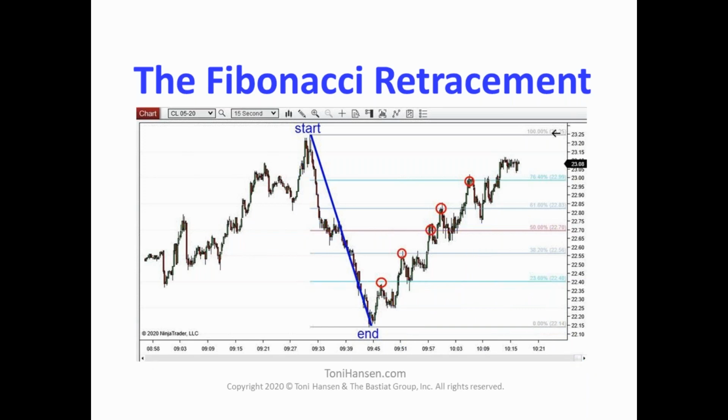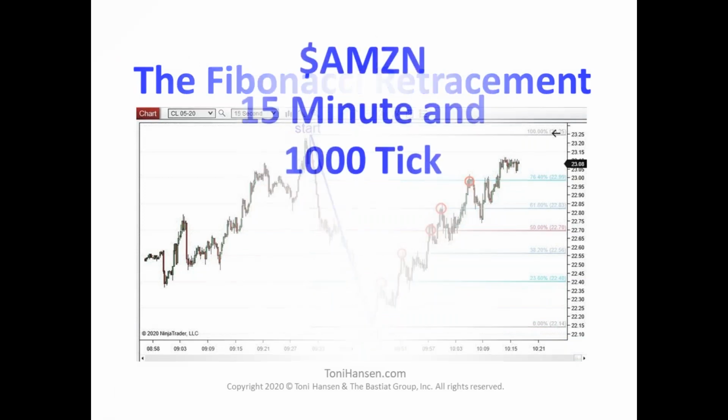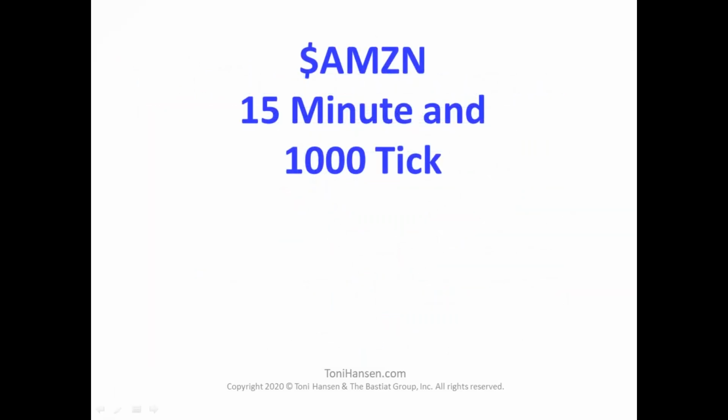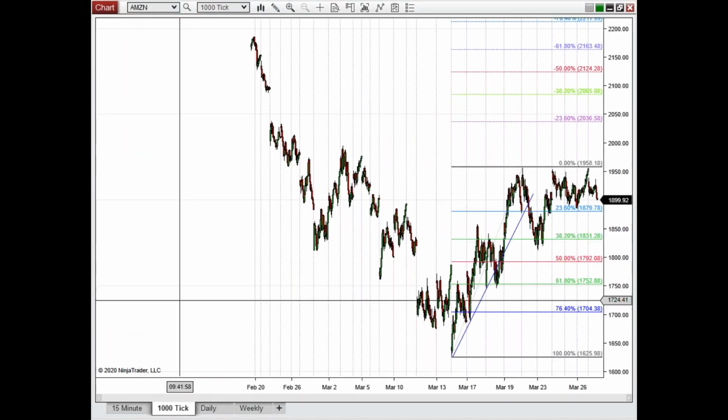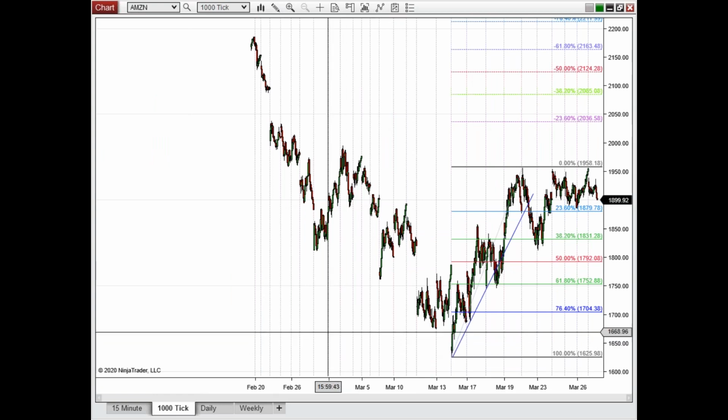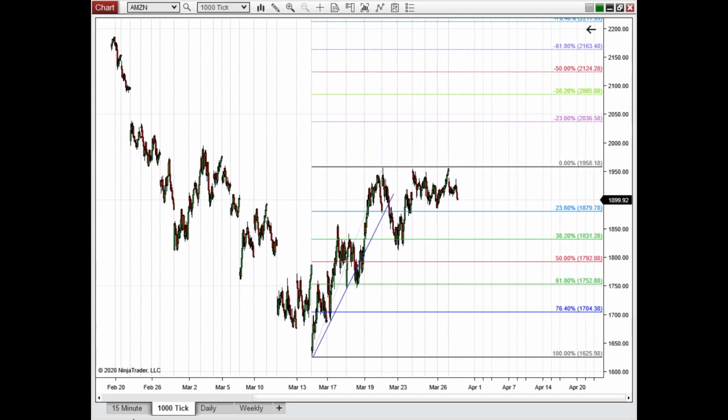Now let's move on ahead here. So I'm going to pull up a 15-minute and a 1,000-tick chart on Amazon here. And I'm just going to show you some of these retracement levels. So first I'm going to show you this one on Amazon. So this is a move coming off of the lows on Amazon. This is the 1,000 tick chart.